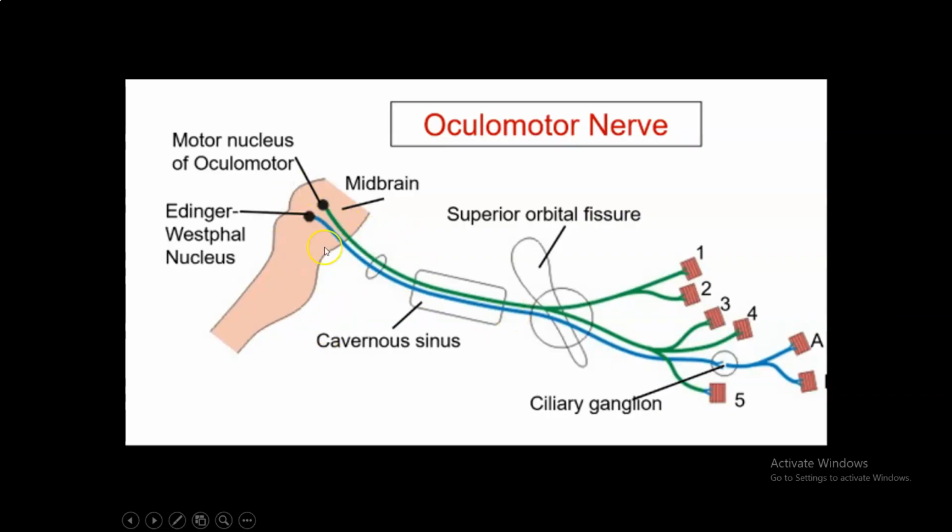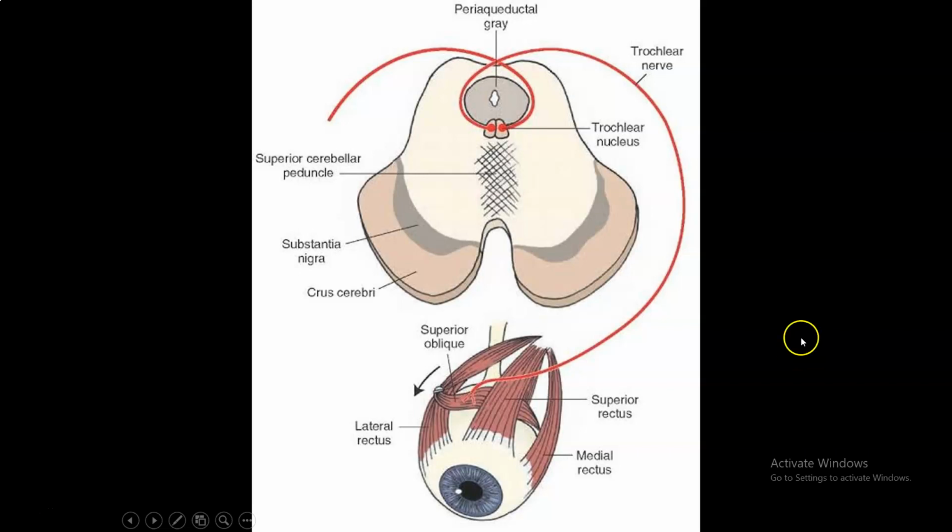Oculomotor nerve, as we said, coming from the midbrain, the motor nucleus of the oculomotor, and the Edinger-Westphal nucleus, which is for the parasympathetic, going into the cavernous sinus, superior orbital fissure, and the green, as you said, supplies most of the extraocular muscles, and the parasympathetic relays in the ciliary ganglion, supplying the two intrinsic muscles of the eye, ciliary and sphincter pupillae.